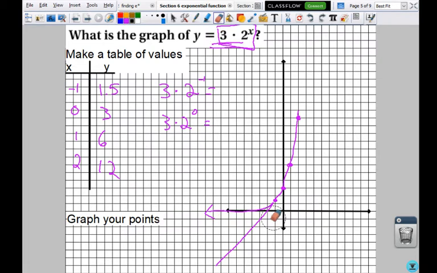Because it starts off really flat, and then it jumps way up or drops way down. So don't just make it like a straight line like this. Level it out. Level it out.